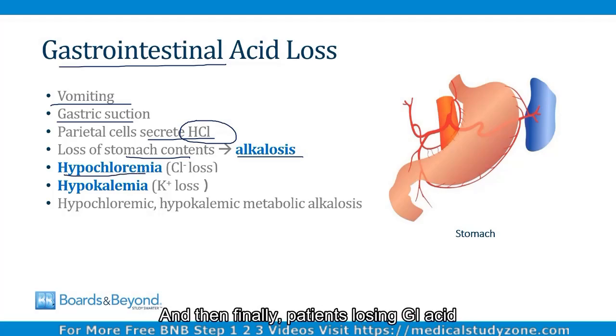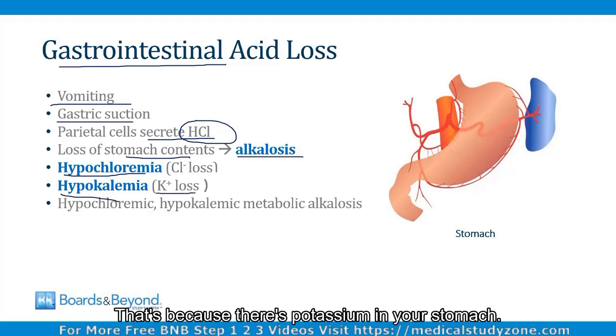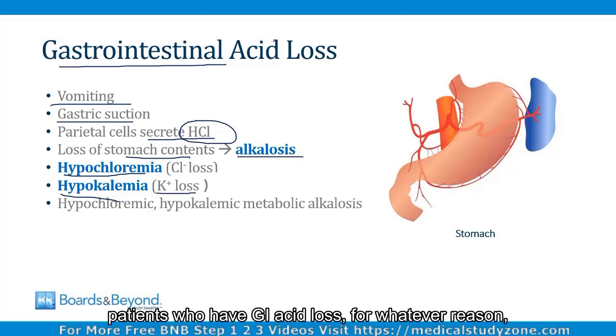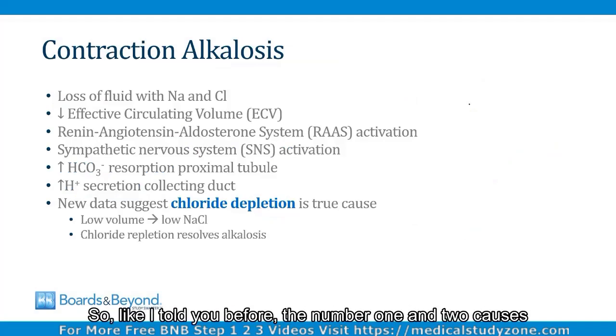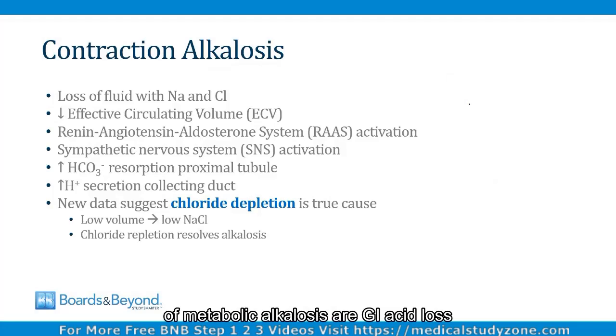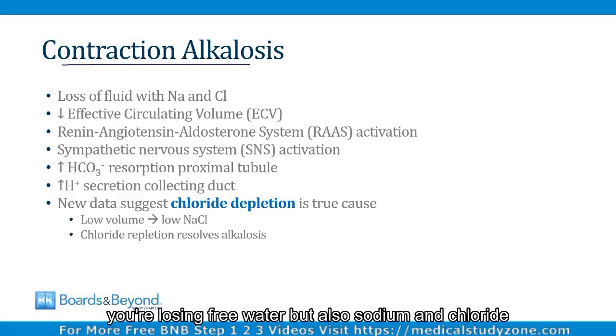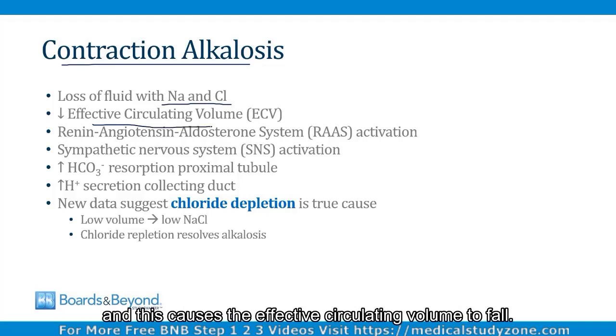And then finally, patients losing GI acid are also hypokalemic. That's because there's potassium in your stomach. So putting this all together, patients who have GI acid loss for whatever reason are going to have a hypochloremic, hypokalemic metabolic alkalosis. So like I told you before, the number 1 and 2 causes of metabolic alkalosis are GI acid loss or contraction alkalosis. Now let's talk about the second one, which is contraction alkalosis. Anytime you lose fluid from the body, you're losing free water but also sodium and chloride, and this causes the effective circulating volume to fall.